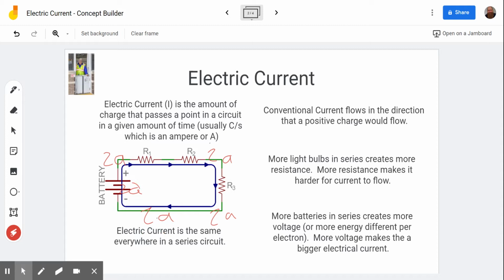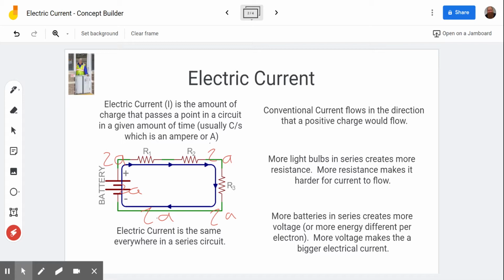There are lots of questions throughout the concept builder where it has a different current in different places, and you say, that's wrong. The current has to be the same everywhere in what's called a series circuit. A series circuit means there's only one path around here. We'll get more to that later. Everything you'll see in this concept builder is a series circuit.